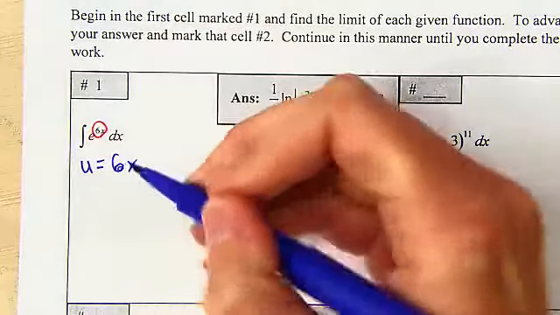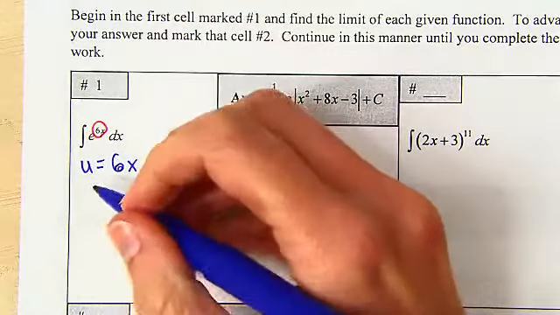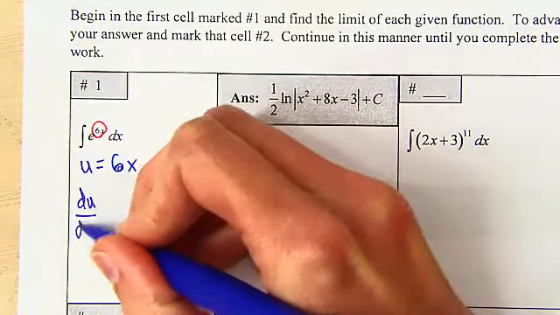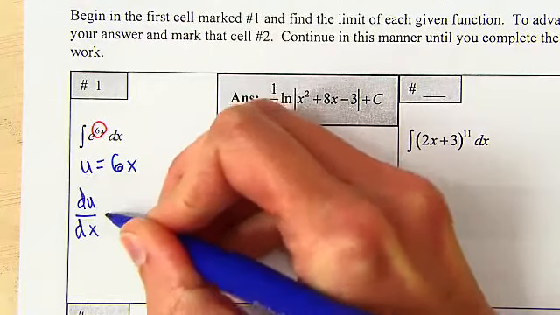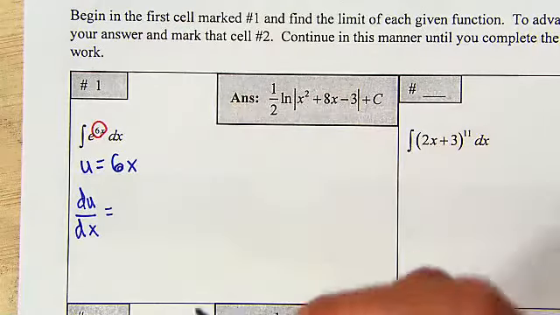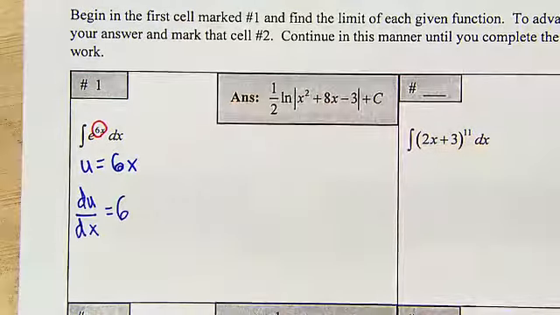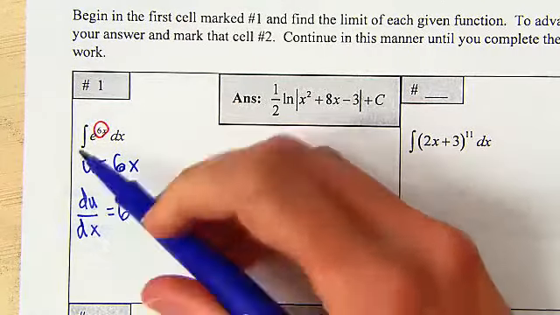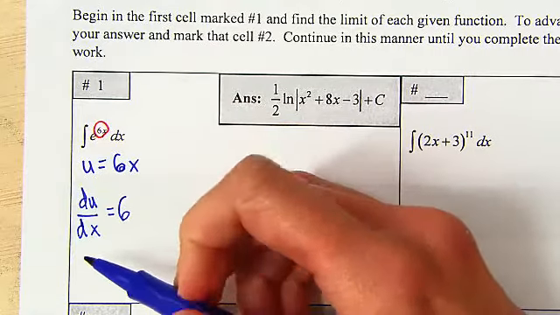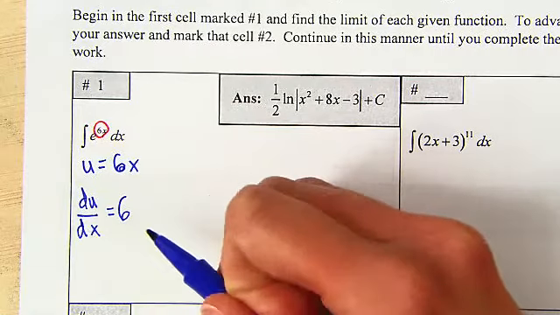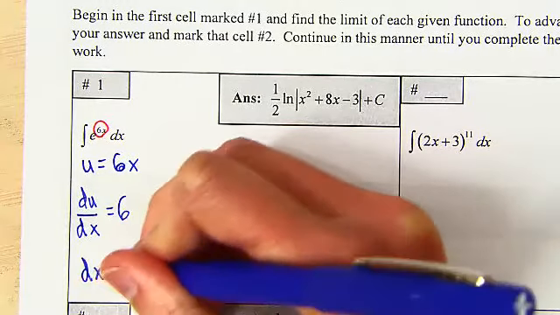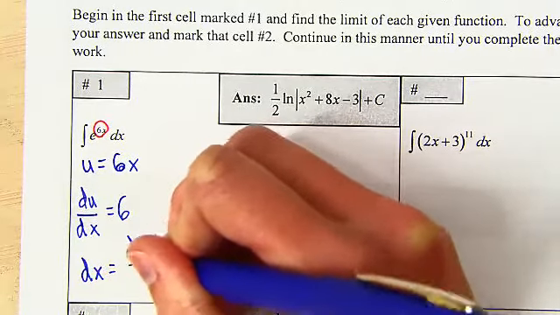Then I'm going to go ahead and take the derivative of that. And notice it's dx, so I have du over dx is equal to the derivative of 6x, which is just 6. I then get dx by itself. I'm not going to show all those steps. Essentially, you're just multiplying dx to both sides and then dividing by 6. And you end up getting dx is equal to du over 6.